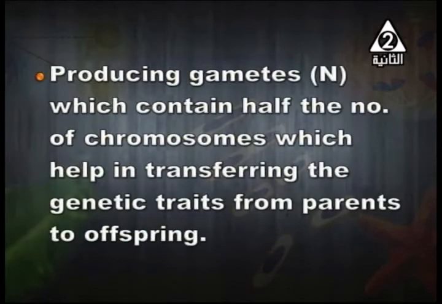What will happen if the meiosis division occurs in humans? It will produce gametes, which contain half the number of chromosomes, which helps in transferring the genetic traits from parents to their offspring.